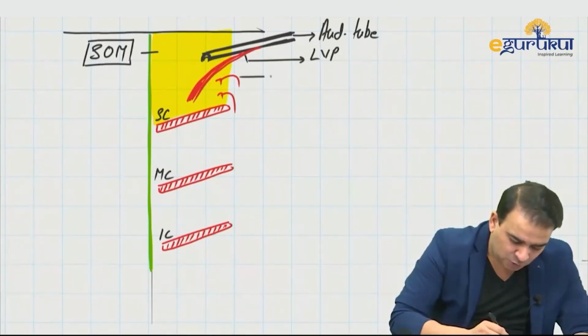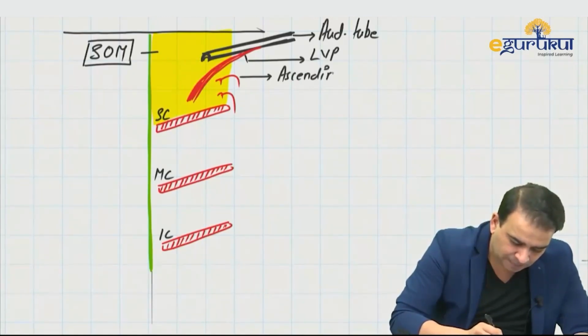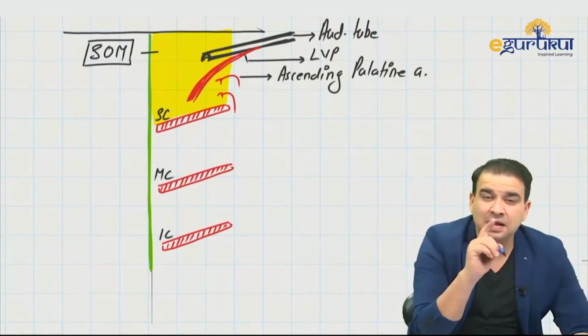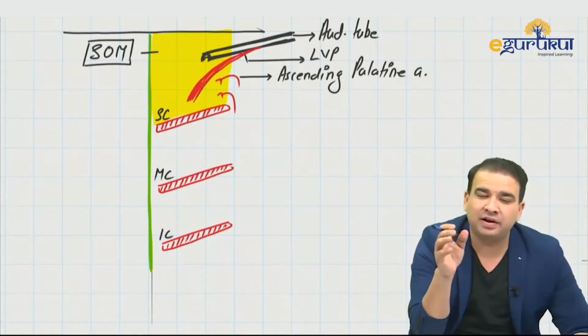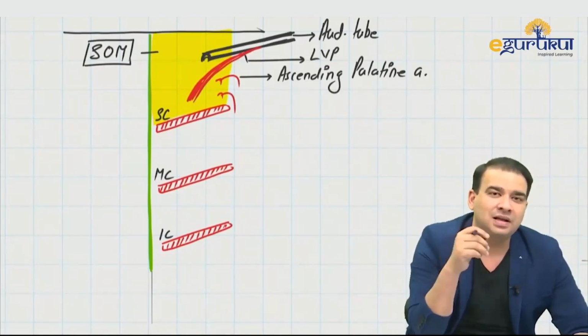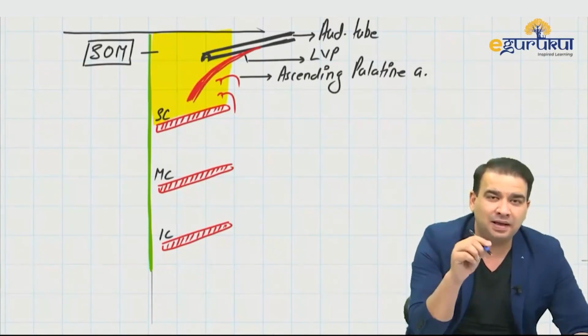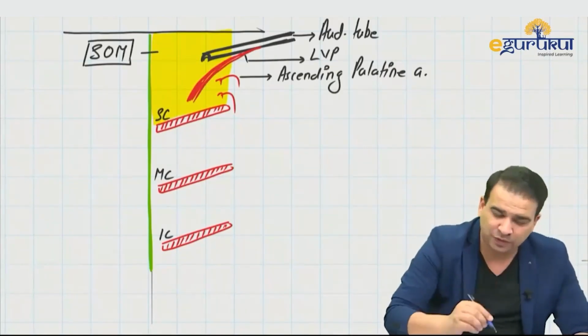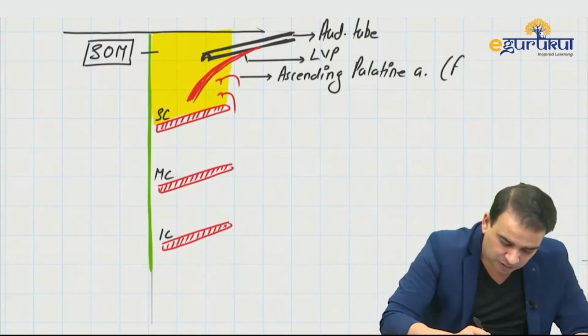And then we've got these two blood vessels. Now, one is the ascending palatine artery. Remember ascending palatine artery? Don't get confused with that. Ascending palatine artery was a branch of the facial artery. STAG, S-T-A-G, four branches of the facial artery in the neck: submental, tonsillar, and A is ascending palatine. So it's a branch of the facial artery.